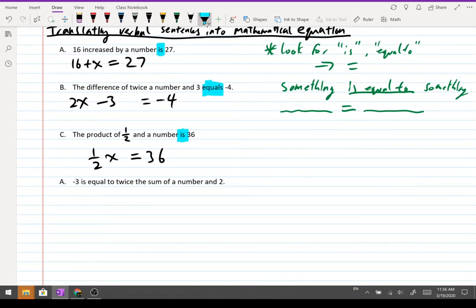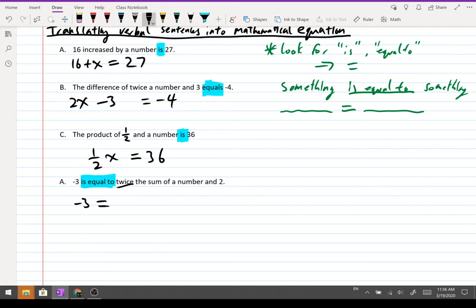Then over here, "is equal to" is at the beginning. So negative 3 is equal to, and then on the other side is twice the sum of a number and 2. If it's the sum of a number and 2, that's going to be in a bracket. And if we look at twice, it's going to be twice of something.